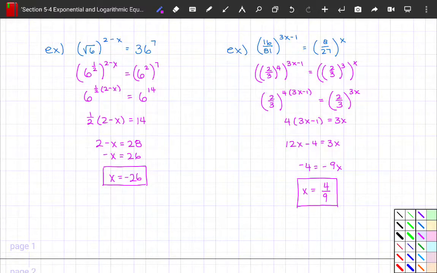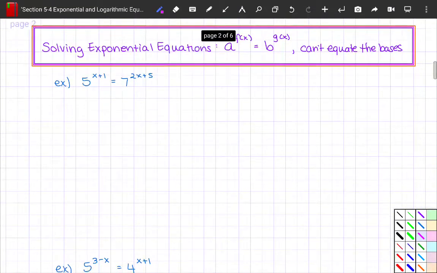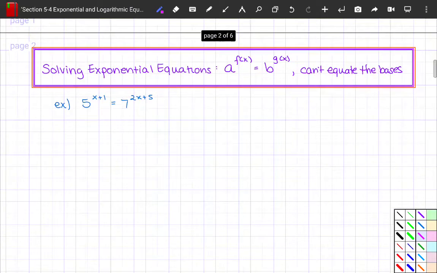Okay, so let's look at what happens when you can't equate the bases. Okay, so let's look at this problem. When you can't equate the bases, it's a little trickier. So we're going to use logs. In this case, we have to use logs to help us get the variable out of the exponent.